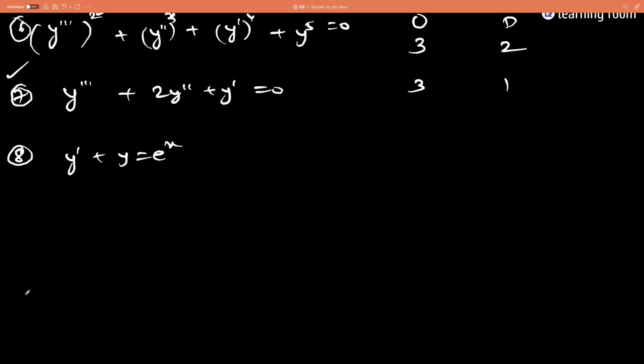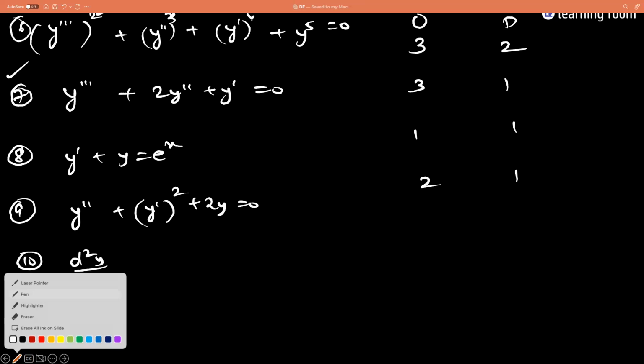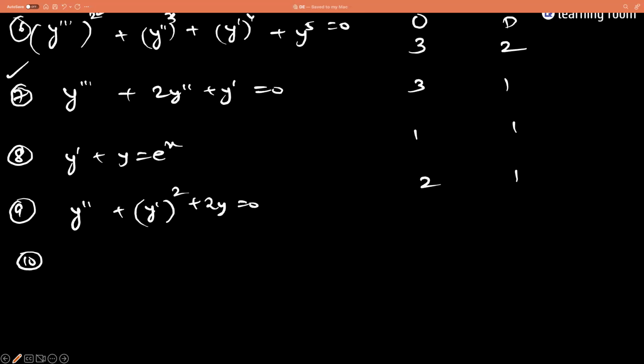So y dash plus y is equal to e power x. Order. Degree. Ninth. Y double dash plus y dash square plus 2y is equal to 0. Order. Degree. Three more problems now. Y double dash plus 2y dash plus sin y is equal to 0. Order. Degree.